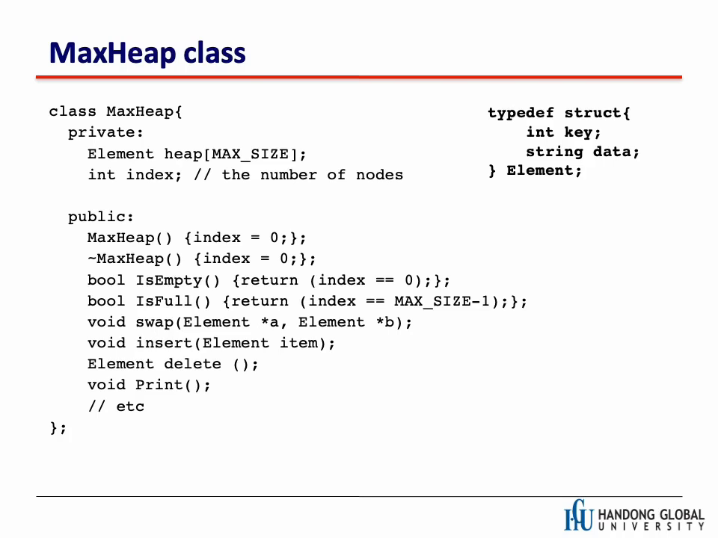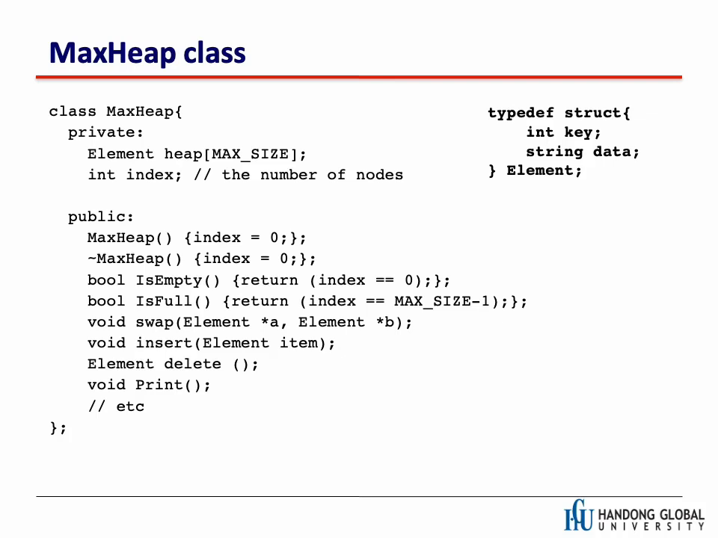Next is is empty. In a data structure, no matter what it is, basically we need is empty and is full operations. We have to check if it is full or if it is empty. Is empty can be implemented really simply: if the index is 0, then it's empty. Is full is also really simple, because if index is max size minus 1, then it is full. We cannot add any more.